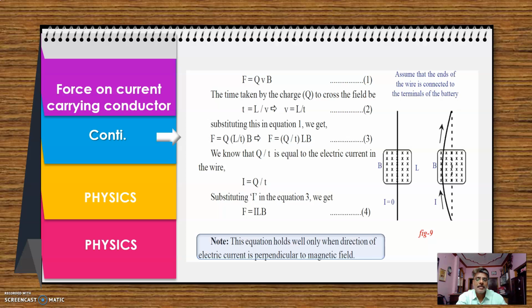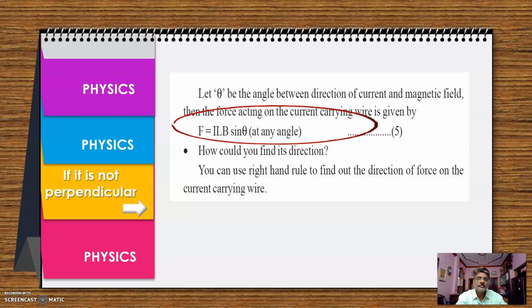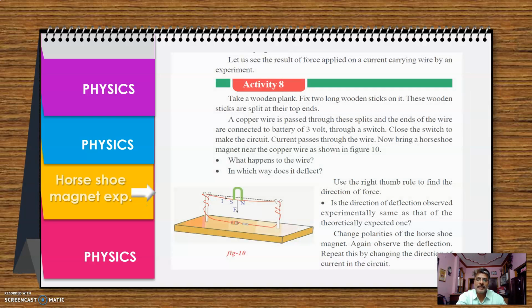And here the note is given very clearly that this equation holds well only when the direction of the electric current is perpendicular to the magnetic field. That means we have to apply this equation when the direction of the current carrying conductor is perpendicular to the magnetic field, that is actually given here. Now if there exists some angle, then it is F is equal to ILB sine theta. We have to use the sine theta because it is a cross product, so you get a sine theta component.